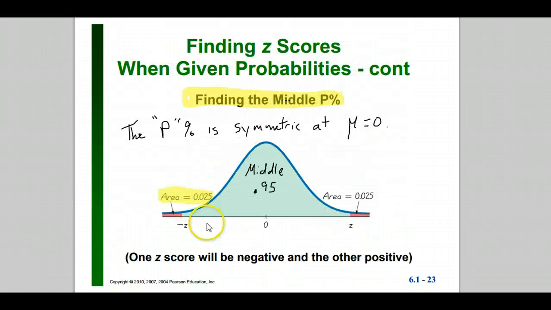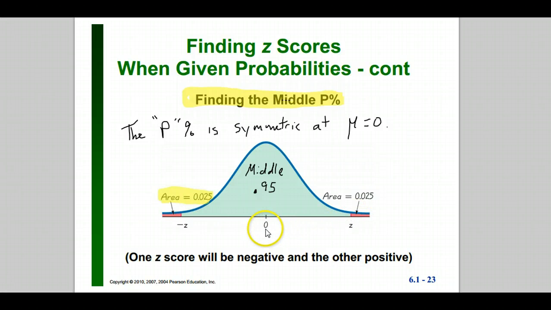Alright, these are percentiles or percentages. When you see these things, finding the middle something percent, like the middle 95%, the easiest thing to do is take that 95%, subtract it from 100, and that leaves you the area in the two tails. So if the middle 95% is subtracted from 100, it leaves us 5%. So that means 2.5% for the bottom, 2.5% for the top.